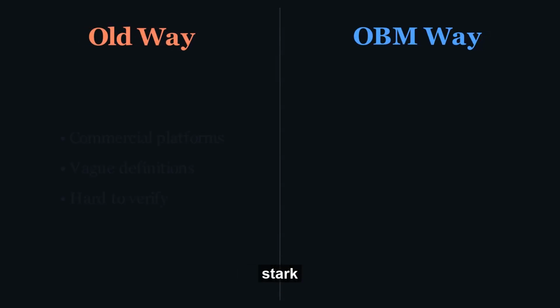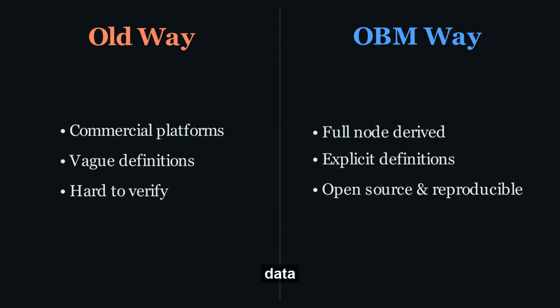The difference is stark. On one side, you have data that often comes from opaque sources, with definitions that might shift, making it nearly impossible to replicate. On the other, OBM provides data reconstructed directly from a locally maintained Bitcoin Core full node. Every single series comes with open-source Python code, stable identifiers, explicit definitions, and validation procedures. This means anyone, anywhere, can reproduce the data and verify its accuracy.